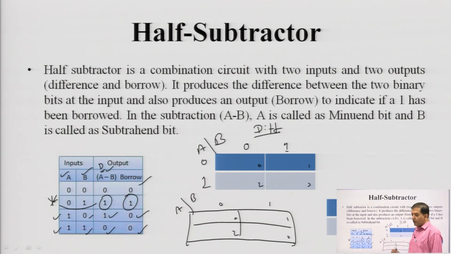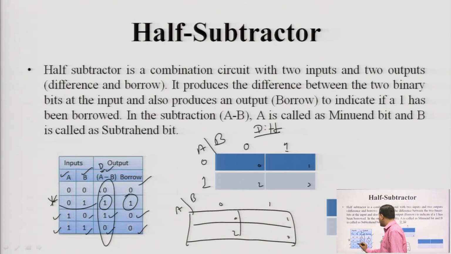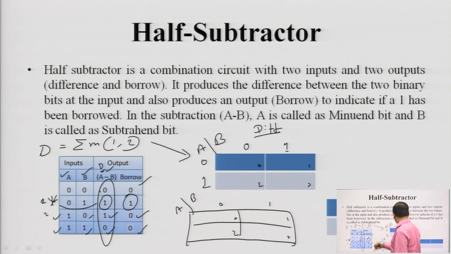Okay. So, first of all we will make the difference one. Here just follow this column. We are having ones for what? For 1 and 3. And 1 and 2, we are having 1 for this 1 and 2. So, it will be written as difference will be summation small m 1, 2. So, just the K map will be, we will put 1 and 1 here.